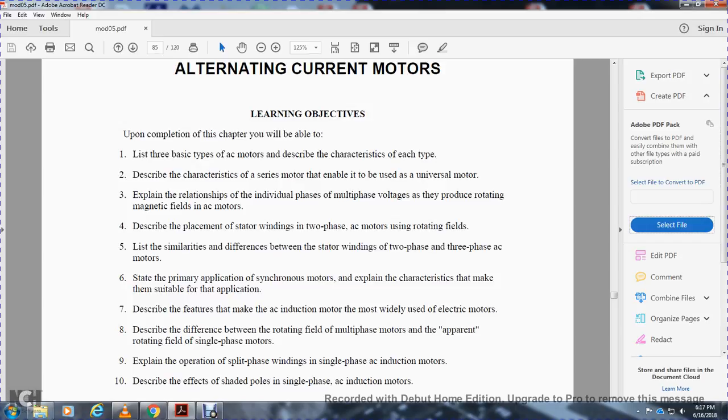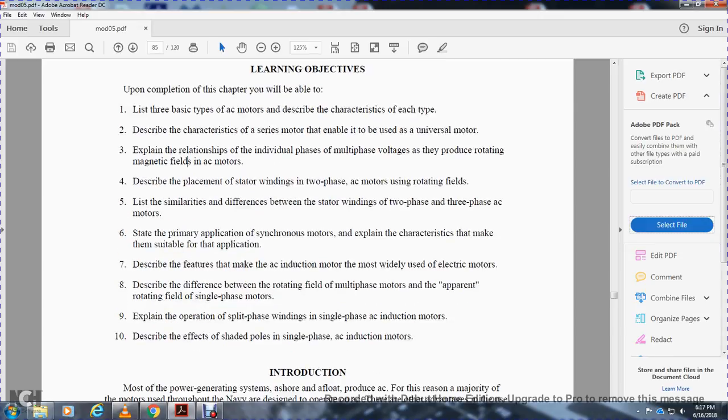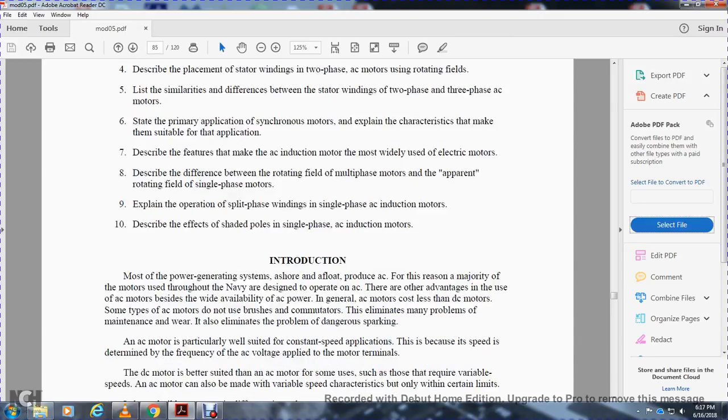Describe the features that make the AC induction motor so widely used among electrical motors. Describe the difference between the rotating field of the multiple phase motor and the apparent rotating field of the single phase motor. Explain the operation of split phase windings in single phase AC induction motors. Describe the effects of shaded poles in single phase induction motors.